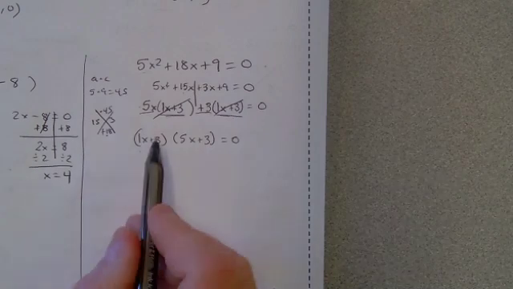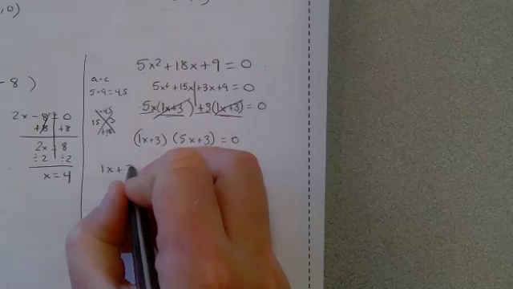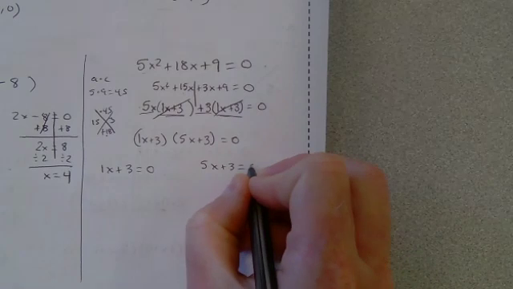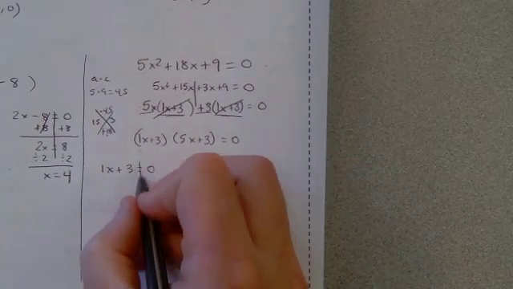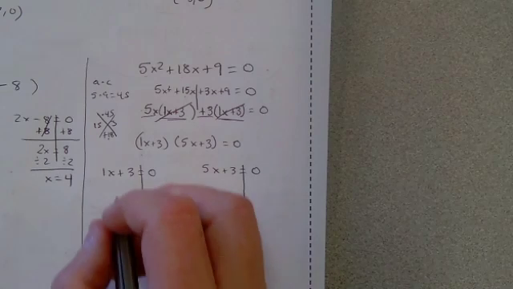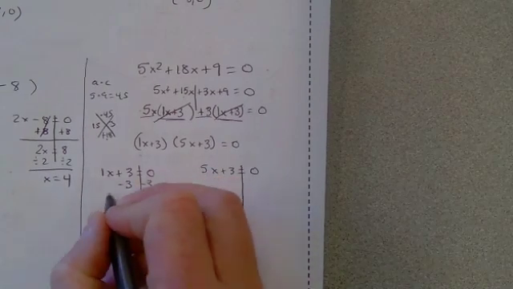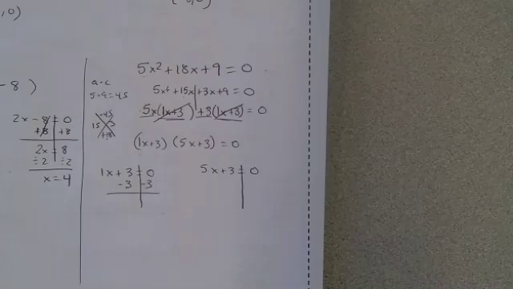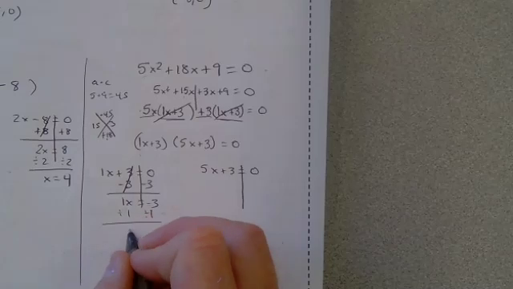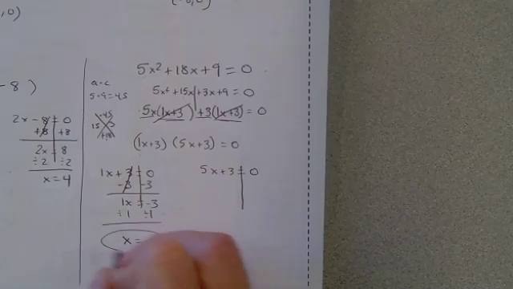So to find the zeros, I'm going to set each thing equal to 0. 1x plus 3 equals 0. 5x plus 3 equals 0. And we're going to just solve each of these equations. Now, just by looking at this, I can tell we're going to end up with some decimals here, but that's okay. This first one's all right. Take away 3 from each side. My 3's cancel, and I'm left with 1x equals negative 3. Divide both sides by 1. My first 0 is at x equals negative 3.